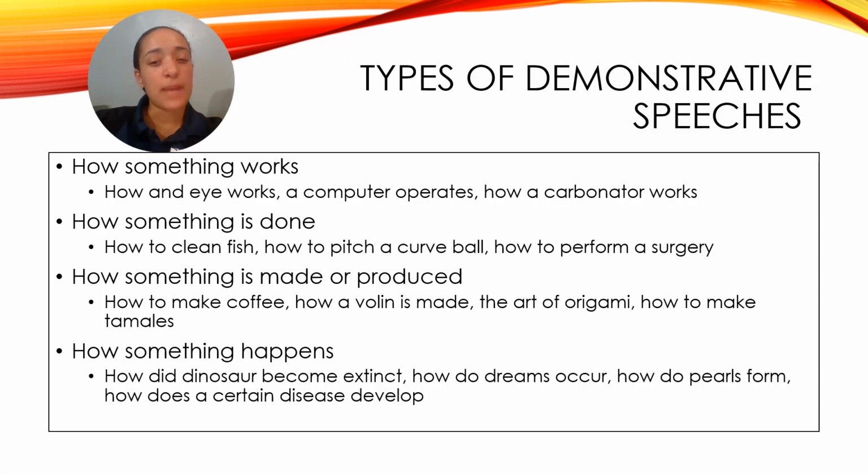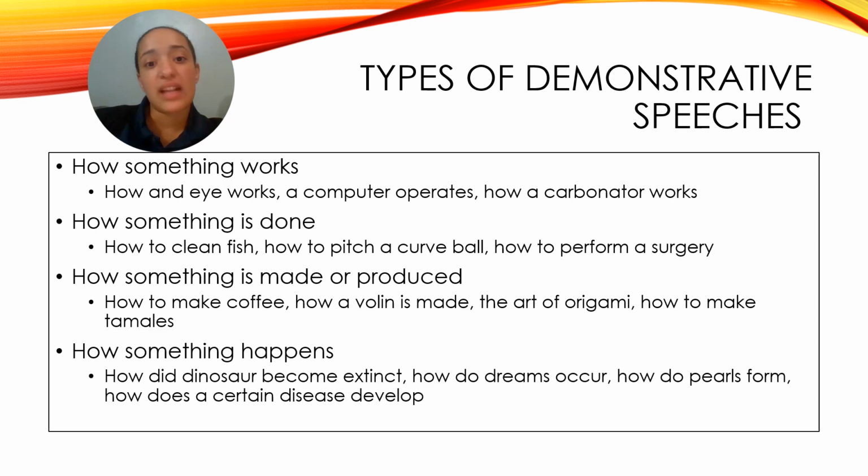So there's a couple different types of demonstrative speeches, right? We have how something works, we have how something's done, how something is made or produced, and then how something happens. So to give a couple examples of those, we have how something works. That's how an eye works. That's the inner workings of an eye, something we maybe can't necessarily see, and so the process needs to be broken down in a way that's a little simpler.